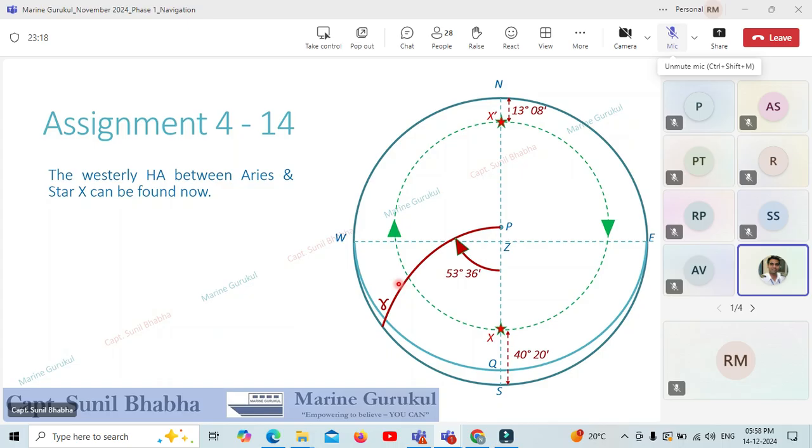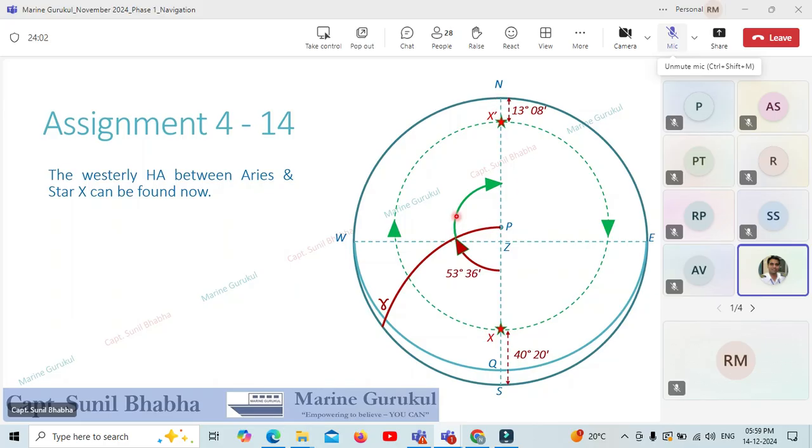Now you see, we can find out the westerly angle between Aries and star X. Now when Aries was at this particular location at the time of evening twilight, our star was at the location of X dash. So Aries is at this particular location, the celestial meridian of Aries represented by P Aries, and the star is on this particular celestial meridian, the celestial meridian of the star represented by Px dash.